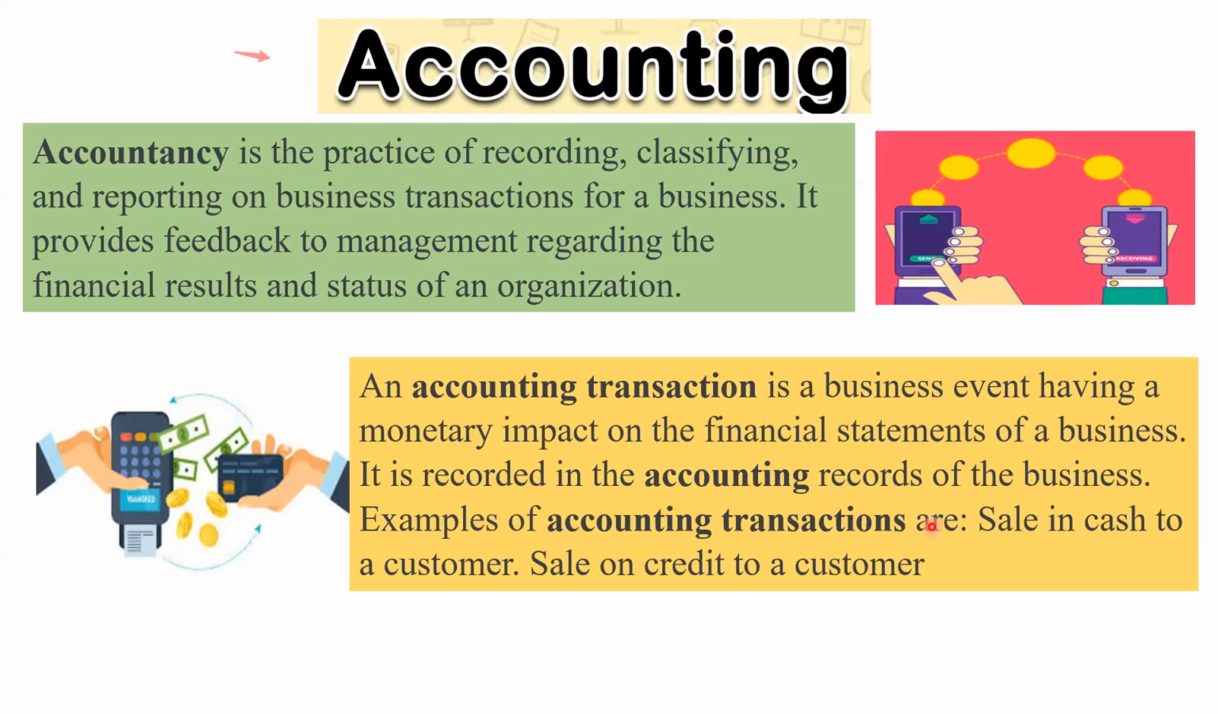Examples of accounting transactions are sale in cash to a customer, sale on credit to a customer. So all these things will be recorded. That means you can see here, sale in cash to a customer. That means you are selling a product. For example, your product is cycle. You're selling to a customer, and what you're getting in return from the customer is cash. That means in the recording transaction, you have to write that sale in cash to a customer.